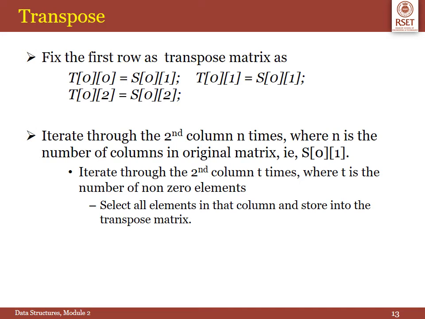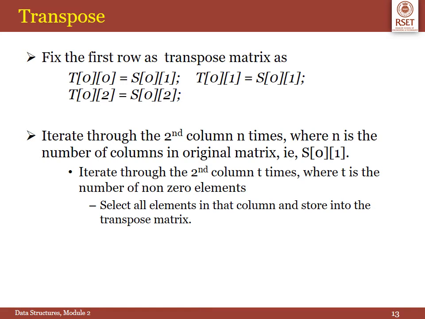What is the meaning of doing that? Each time I am searching whether an element with that particular column number exists or not. That is, I am iterating with some variable ranging from 0 to n minus 1, n times. So first time I will be checking whether there exists an element with column number 0. Next iteration, column number 1. Next iteration, column number 2. Like that I will continue till n minus 1. Now inside this, we have to do this T times, where T represents the total number of non-zero elements.